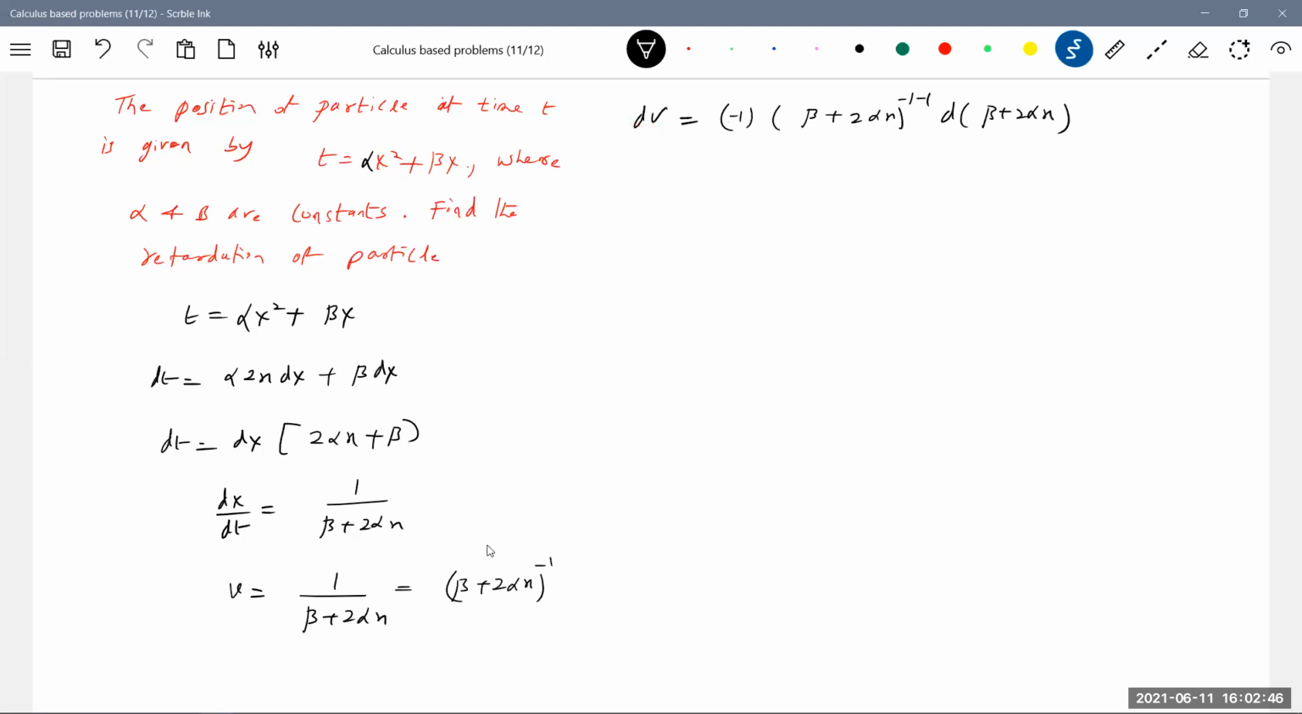Next step, I'll bring it. dv: this will be minus 1 as it is. So this will become (beta plus 2 alpha x) whole square. Derivative of this will become 2 alpha dx. So what we did is just differentiate v with respect to x. Then dv by dx is equal to minus 2 alpha.